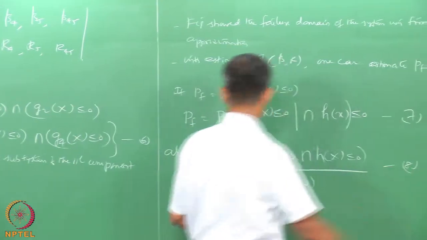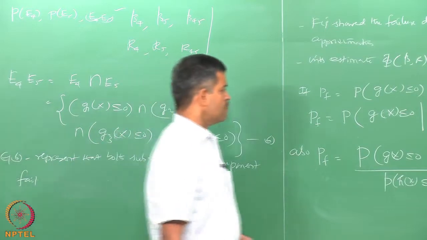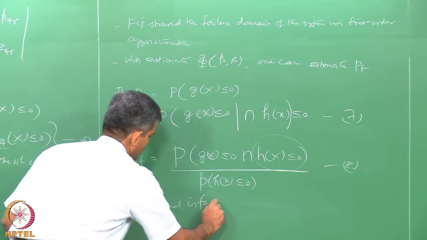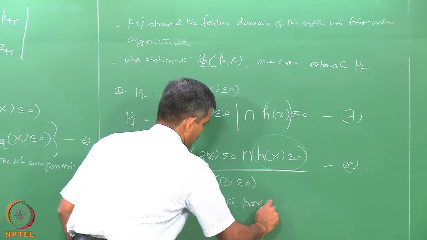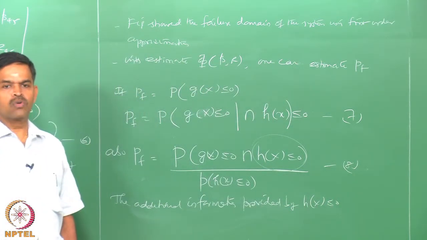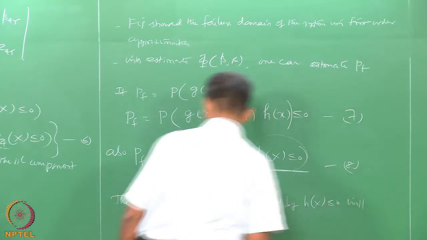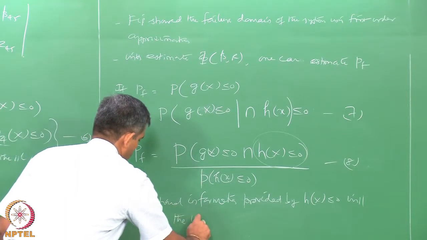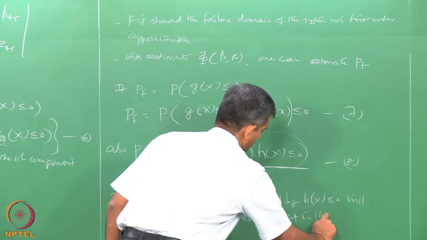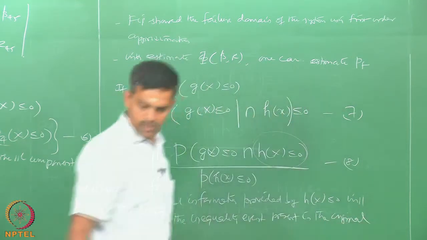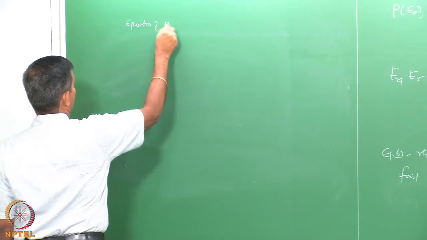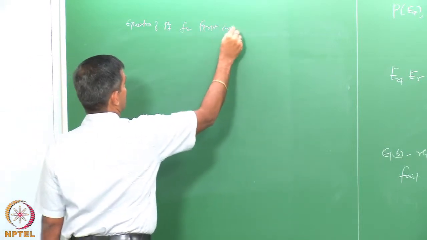Question 8. So, the additional information provided by this function will be able to adjust the inequality event present in the original equation of probability of failure for first order approximation. Okay.